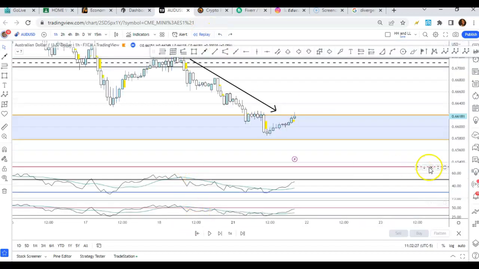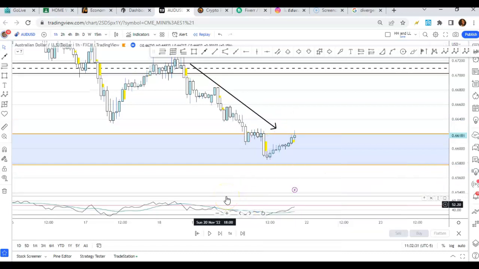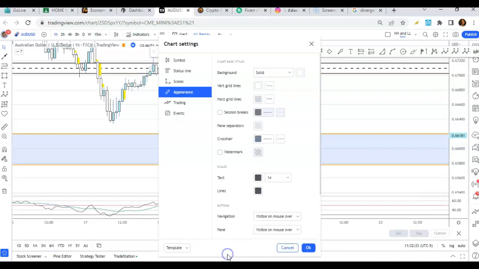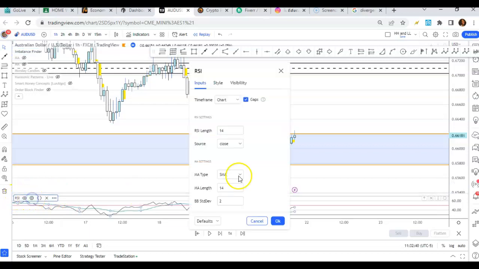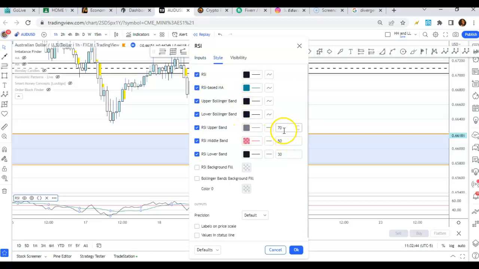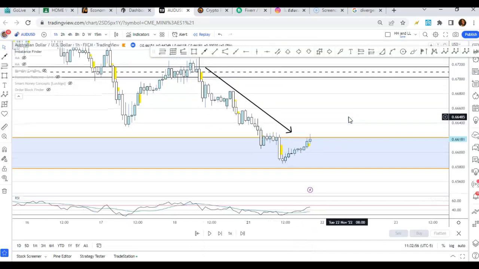My settings for this are 70-30, nothing too special. Let me pull up the settings for you. I can't get it. Here we go. So 14-14, and then my style 70-30, only because it's a regular pair. It's not as aggressive. If you're trading aggressive pairs, you might want to try 80-20 settings. Backtest, make sure it works for you. All right, let's jump back right into it.